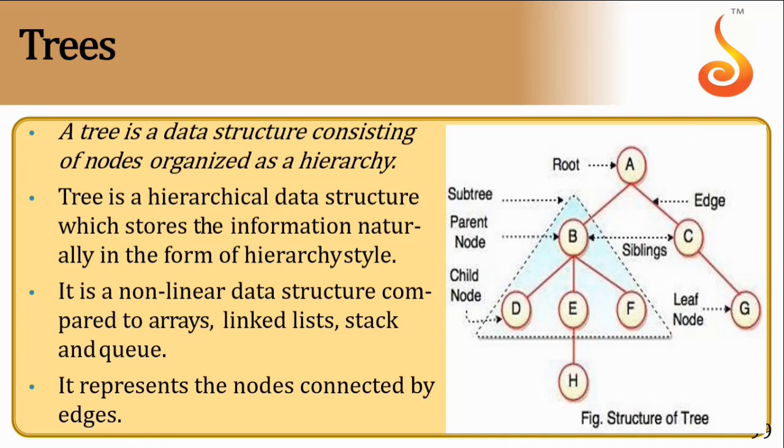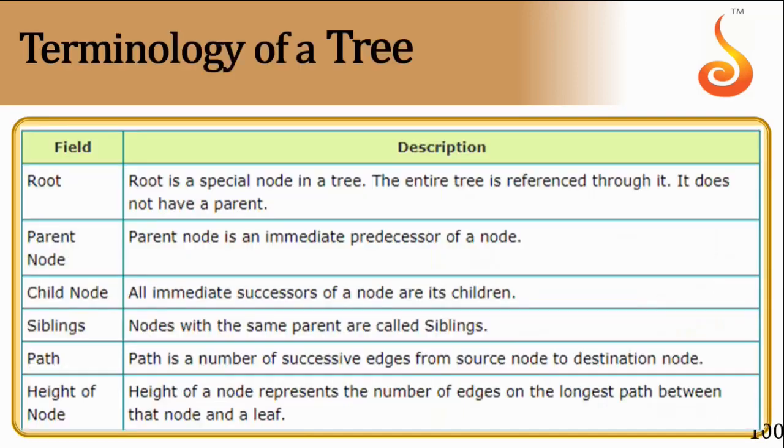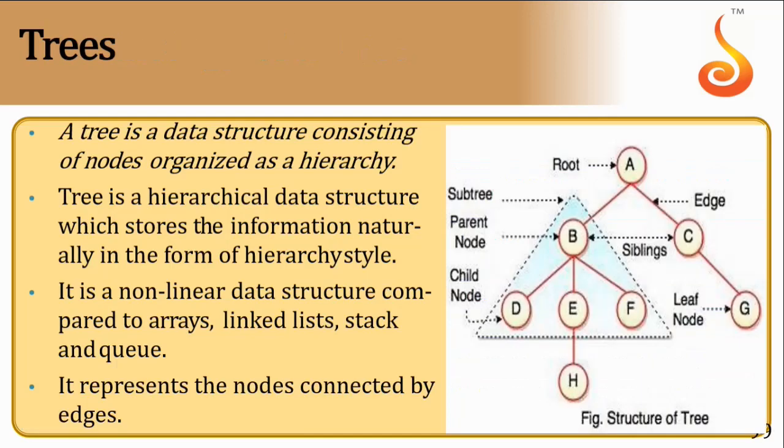So now what is a path? A path is an ordered list of nodes that are connected by edges. That is, a path is a number of successive edges from source node to destination node. If I have to go to E, how do I go? A to B, B to E. That is an edge, this is an edge. That is a path.